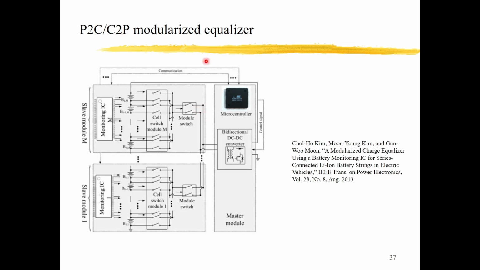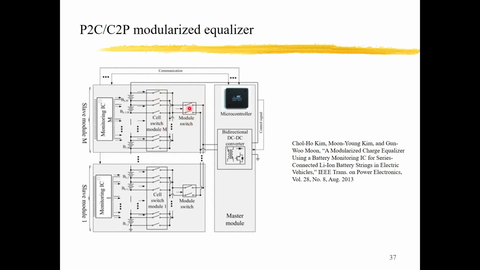Okay, for this method, inside this module, there are selection switches. So for the selection switches, the voltage trace of the switches is only limited to the module numbers inside this module. So the voltage level is limited.